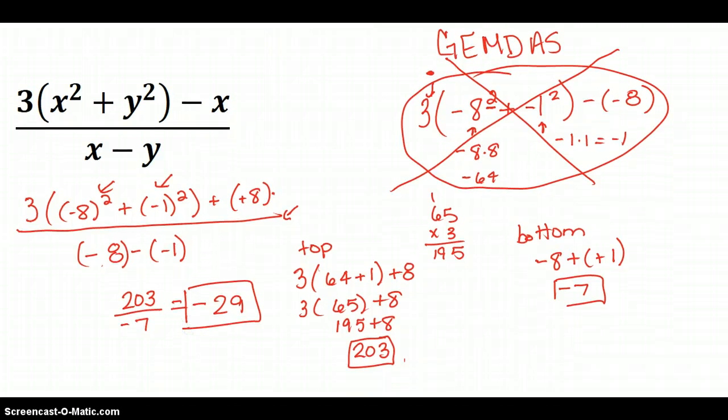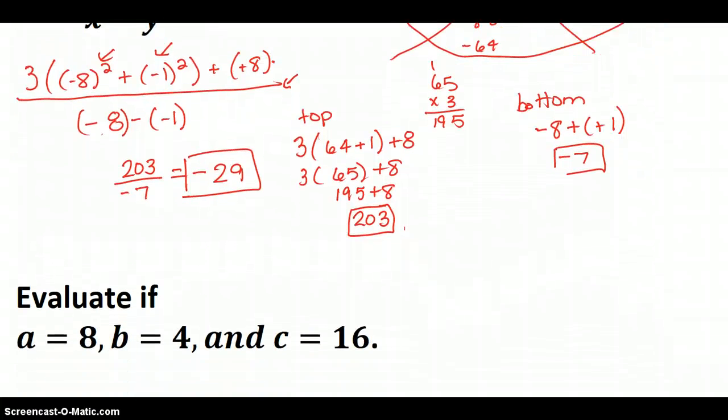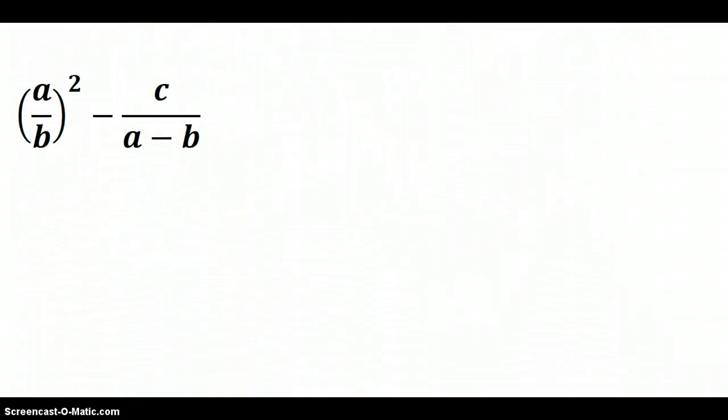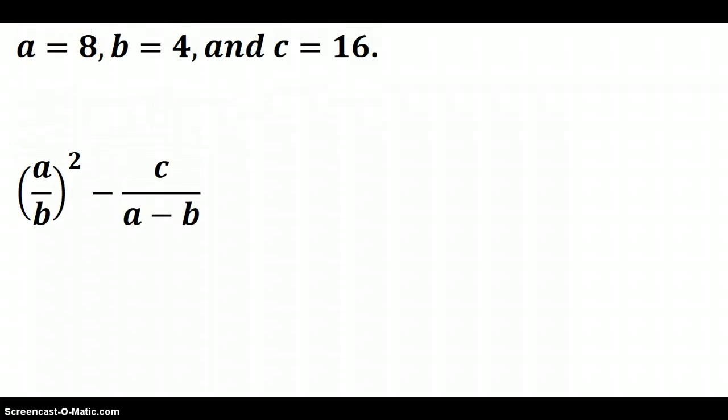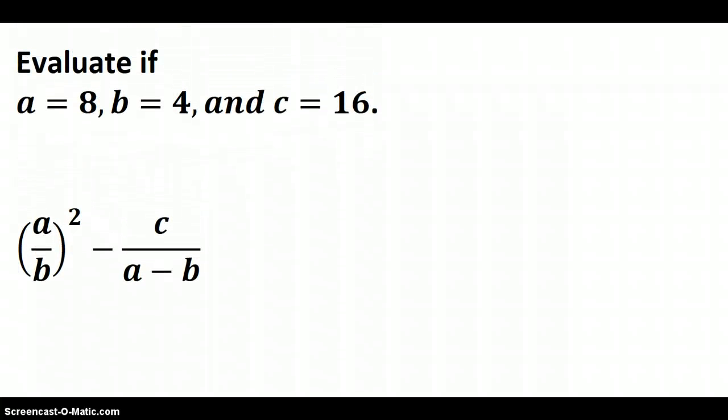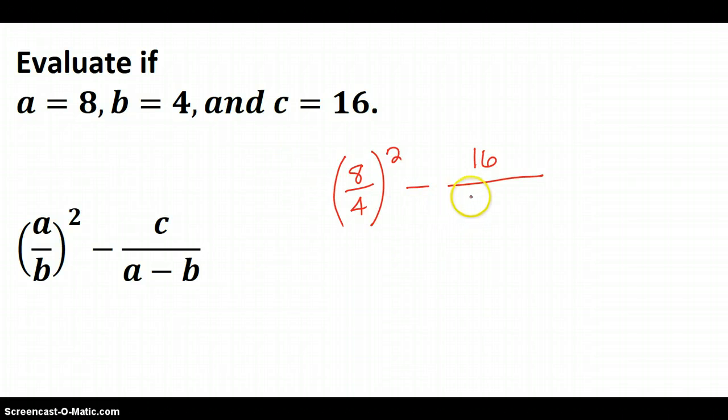Okay, let's do another one. Whoop, I passed the problem. Come back. Okay, now I'm going to evaluate this one if A equals 8, B equals 4, and C equals 16. So I'm just going to put these in. So I'm going to open my parentheses, and A is 8 over B, which is 4, squared, minus, on my numerator, 16, and 8 minus 4.